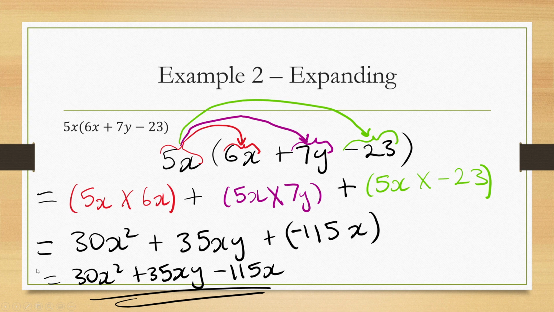So now we're going to simplify further. Simplifying further means removing this bracket sign and changing this plus sign. So the simplified version of this expanded bracket is 30x squared plus 35xy minus 115x. So this is the answer for this expanded out bracket.